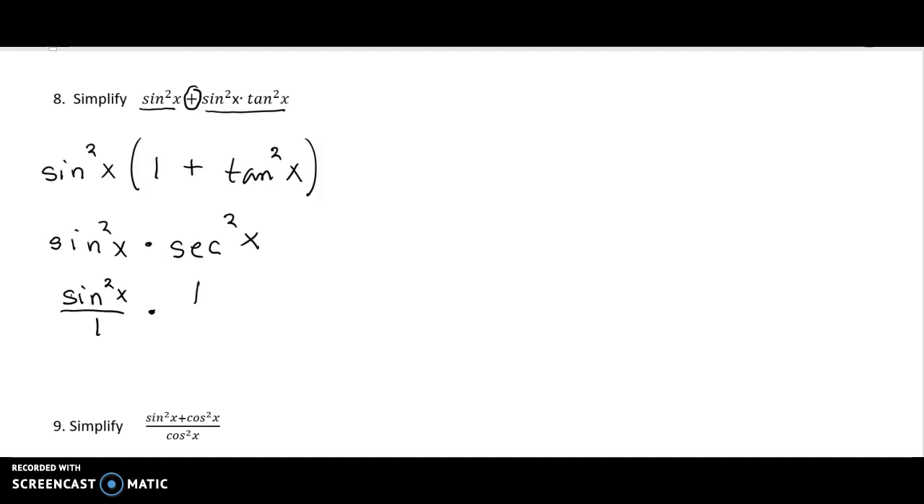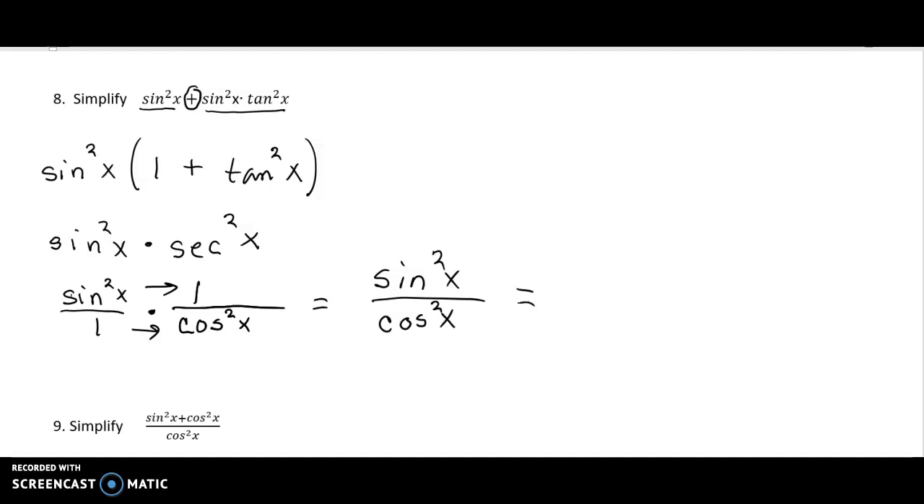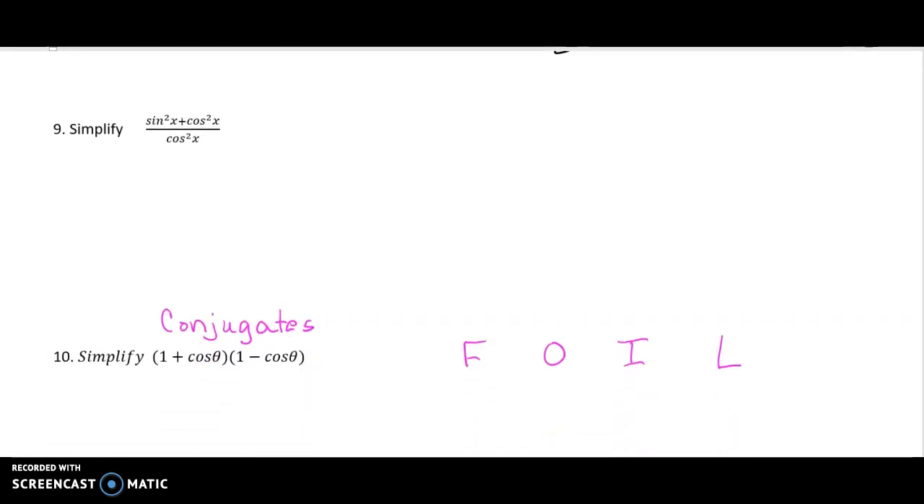I'm going to always try to rewrite things in terms of sine and cosine. So secant squared is 1 over cosine squared. I multiply straight across the top, straight across the bottom. I end up with sine squared x over cosine squared x. I don't like to leave fractions. I know that sine over cosine is tangent from above, so sine squared over cosine squared will be tangent squared, and that's that.